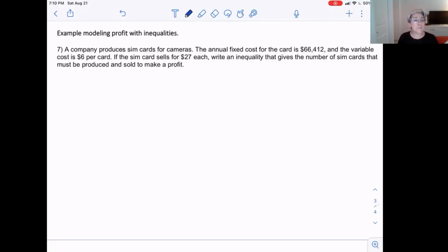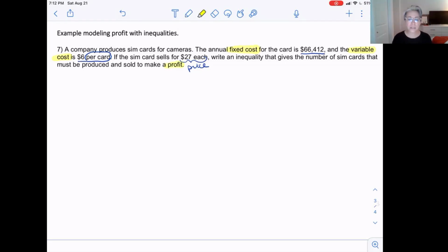Our last example is modeling a profit with inequalities. So a company produces SIM cards for cameras. The annual fixed cost, that's going to be important, annual fixed cost for the card is $66,412, and the variable cost is $6 per card. Okay, so all that has to do with the cost to the company. If the SIM card sells for $27 each, okay, so that's a price. They want to write an inequality that gives the number of SIM cards that must be produced and sold to make a profit. All right.